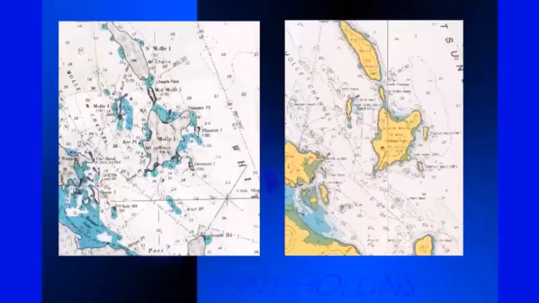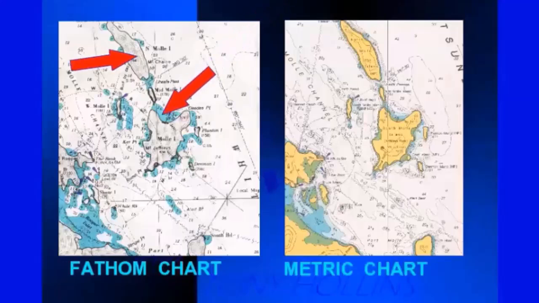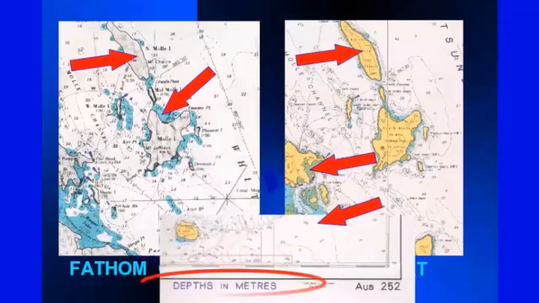Colouring is totally different between metric and fathom charts. On fathom charts, landmass is coloured grey with shallows in blue. Metric charts, landmass is yellow with drying areas in green and shallows in blue. All charts are plainly marked depth in fathoms or depth in metres as appropriate.